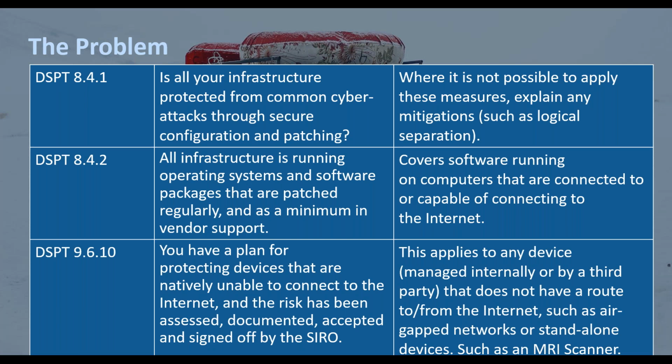It's not unheard of in any stretch of the imagination. So if a machine is out there which is capable of connecting to an internet connection or to a network connection, it must be up to date. It must have the latest software, it must be patched, and it must be within vendor support. And as we've seen already, if you can't do that, then you need to start looking at other forms of mitigation to lock that machine down further.